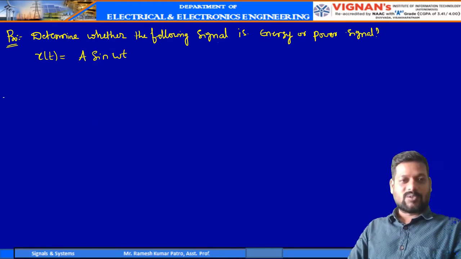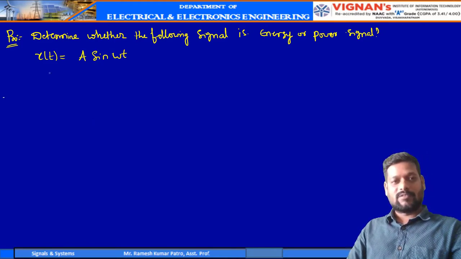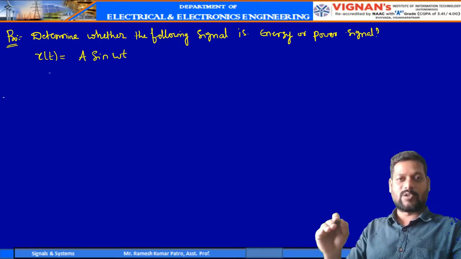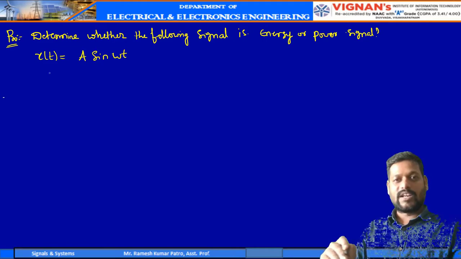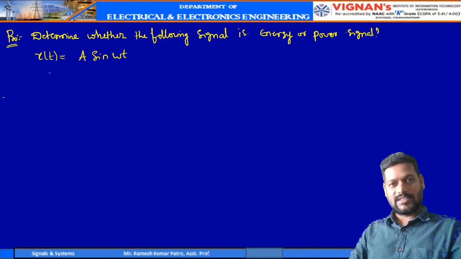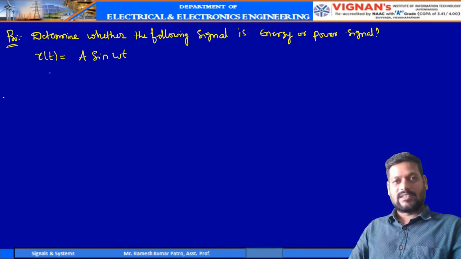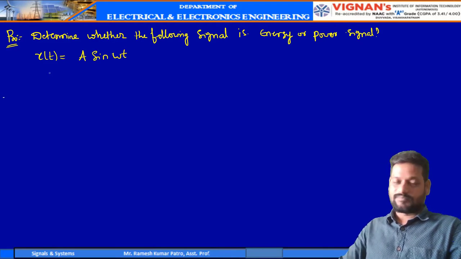So as soon as we see this problem, we can directly conclude it is a power signal, because it is a never lasting sinusoidal signal, which is extending from minus infinity to infinity, having a peak value of a. It is a bounded infinite signal, and it is also a periodic signal. Therefore we can conclude this signal is a power signal. But we will calculate the value of power, and we will conclude some of the identities from Fourier series, that is called Parseval's identity.